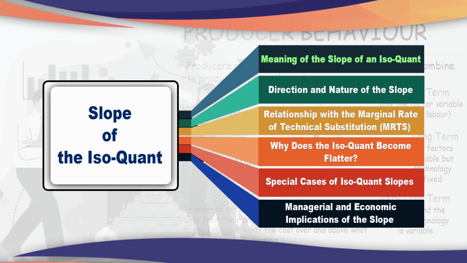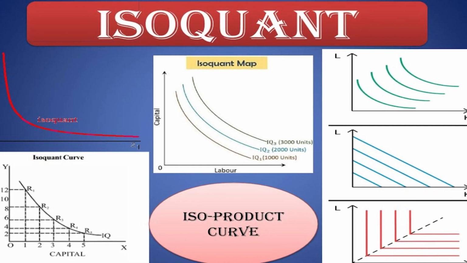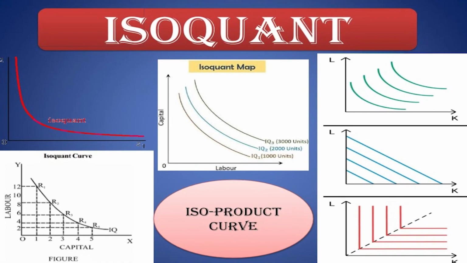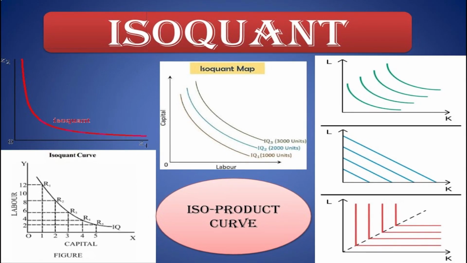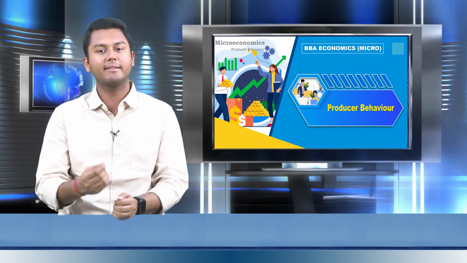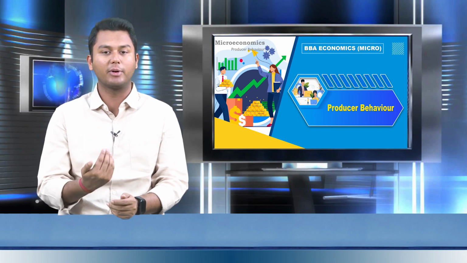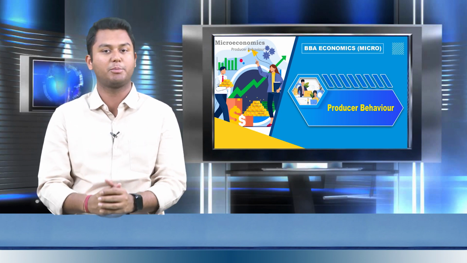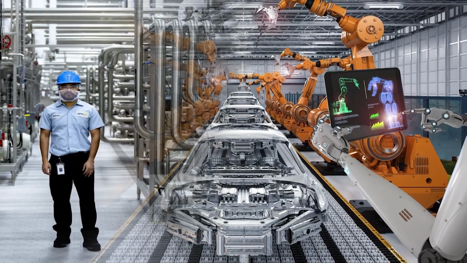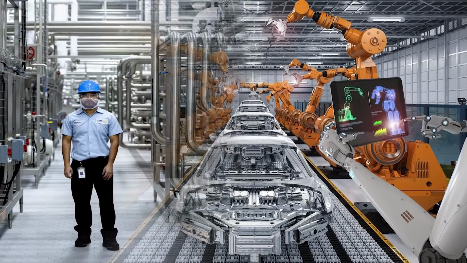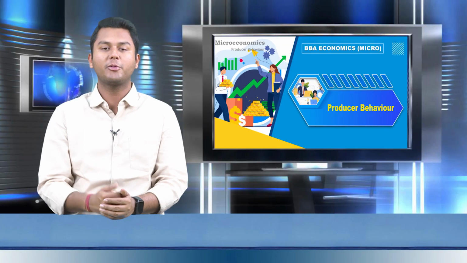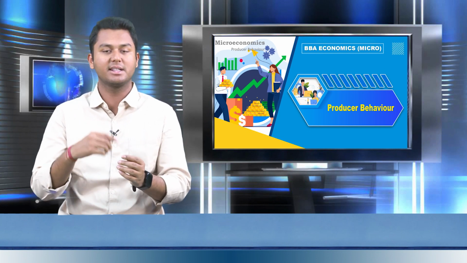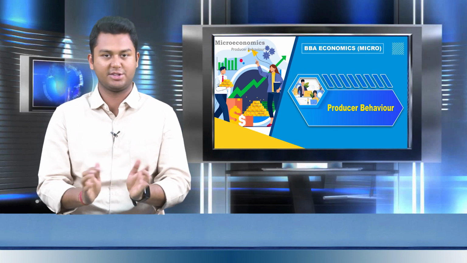Let us look at the meaning of the slope of an isoquant. So, the isoquant is a downward sloping curve, which means that as the quantity of one input increases, the quantity of the other input must decrease to maintain the same level of output. The slope at any given point of the isoquant shows how much of one input is needed to replace a unit of the other input without changing the total production. For example, if a factory decides to use more machines, that is capital, and fewer workers, that is labor, the slope of the isoquant will indicate how many workers can be removed for each additional machine while keeping the production constant.